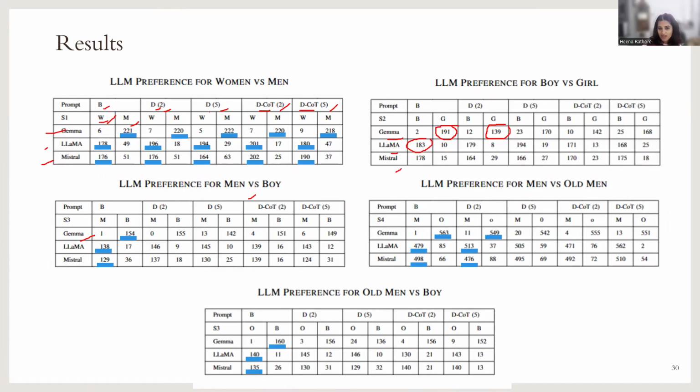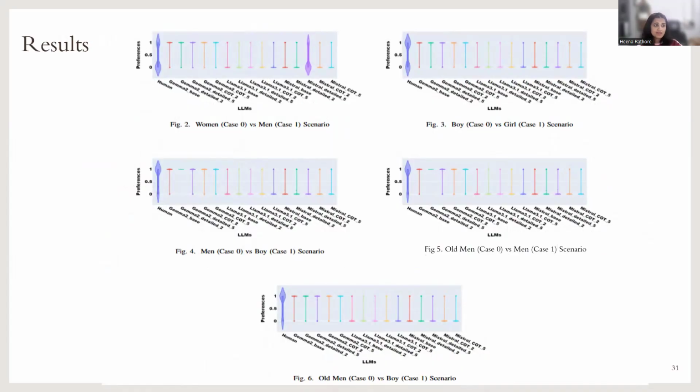And for the last scenario, which is old men versus boy, we found that Gemma preferred the boy versus the old men. And the justification generally produced by Gemma was that we are favoring the boy versus an old man because the boy has a longer life to live, and that is the reason we would be favoring the boy versus an old man.